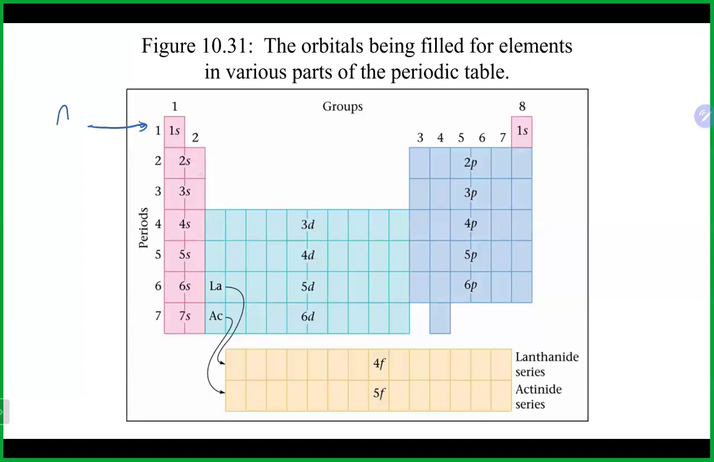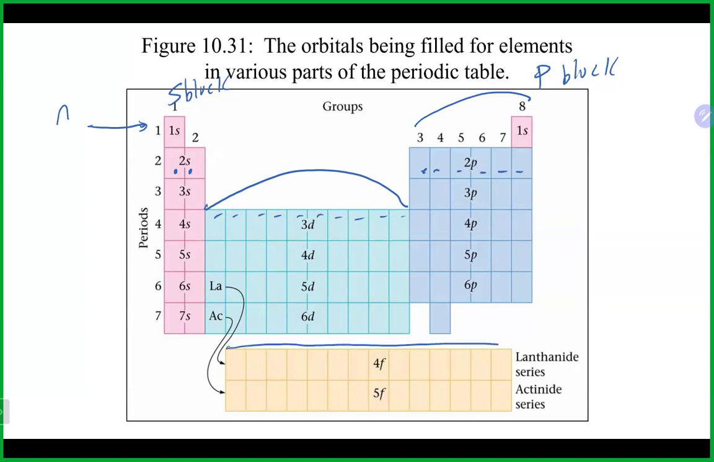Now groups 1 and 2 are our s block, and s can hold 2 electrons, so that is 1 and 2 electrons essentially. Groups 3 through 8, that is our p block on the periodic table. The p subshell can hold 6, so 1, 2, 3, 4, 5, and 6 boxes. Our transition metals that we just talked about can hold 10: 1, 2, 3, 4, 5, 6, 7, 8, 9, 10. And these are our f block down here.